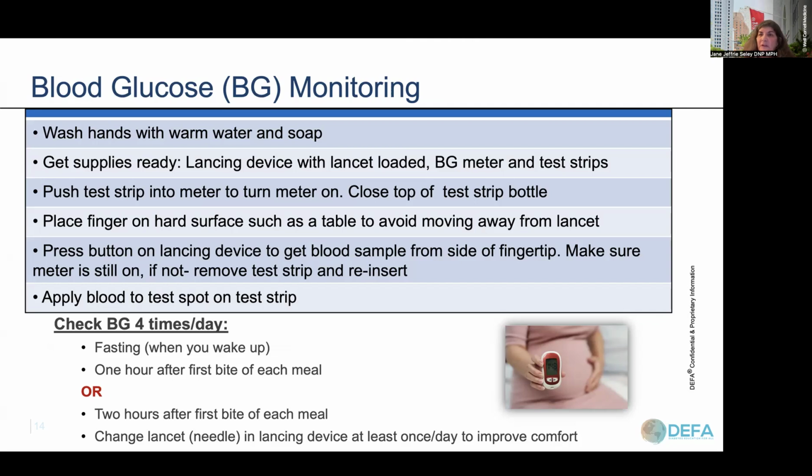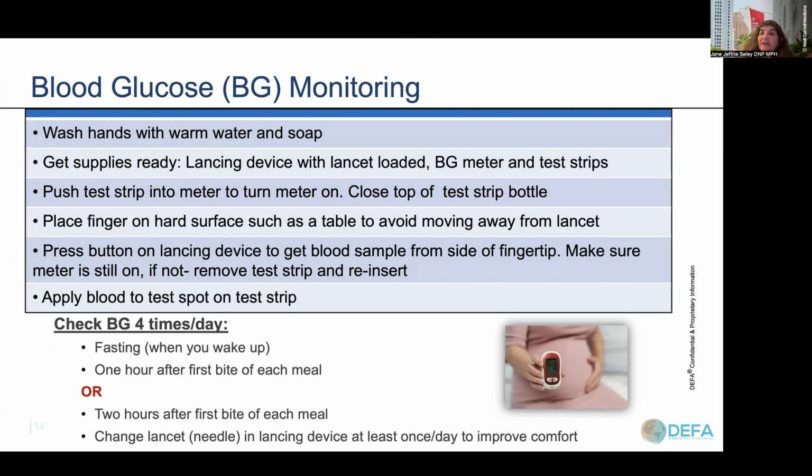So it's better to use the lancing device, so it allows the lancet to go just as far in as it should. Have everything ready. The glucose strips are out. The meter is ready to go. Open up the vial of test strips, put the test strip into the meter, but not all the way in so it turns on, but have it ready. Close that test strip vial, and now you're ready to go.